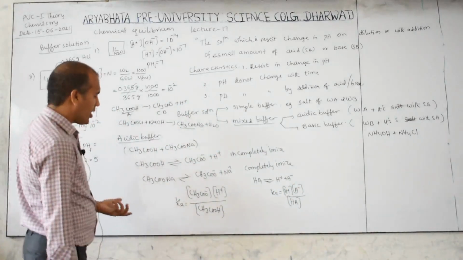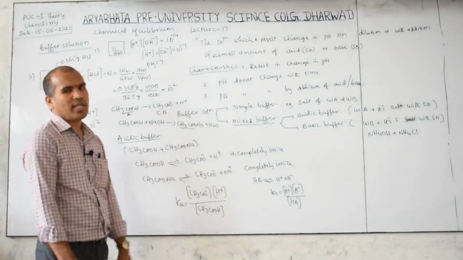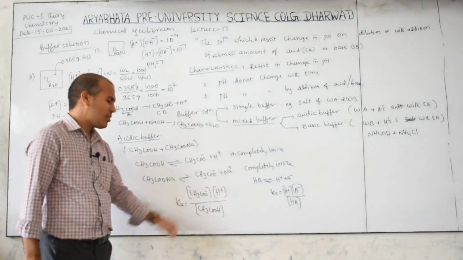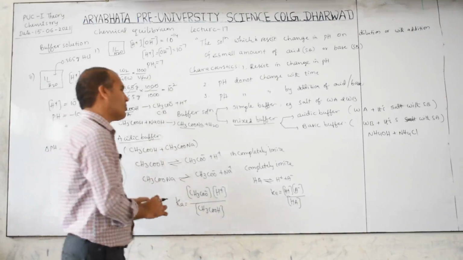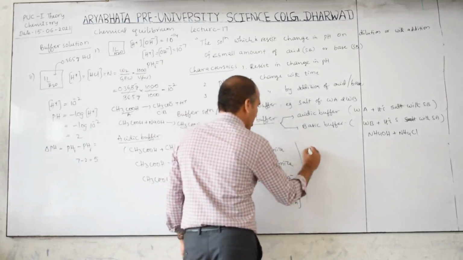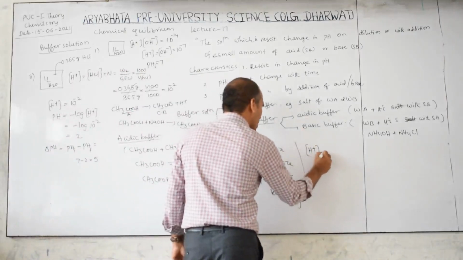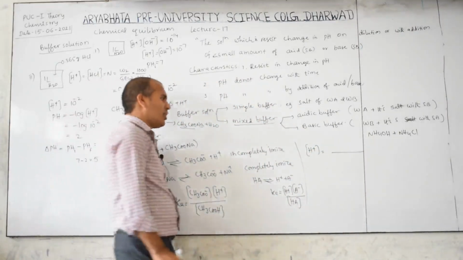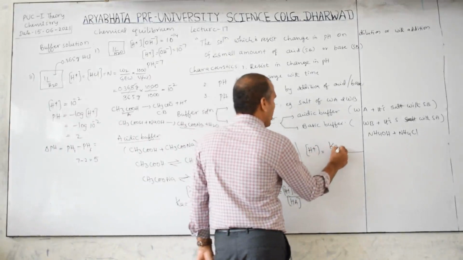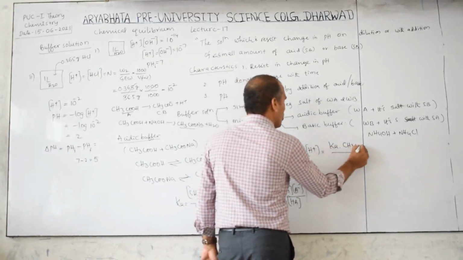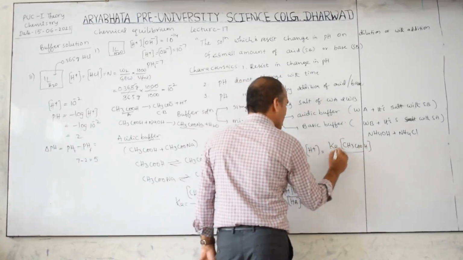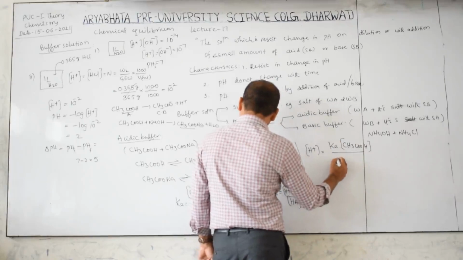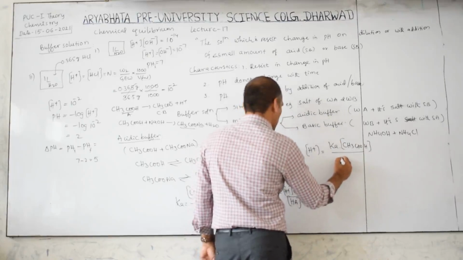Now to calculate the pH, what is required? H plus ion concentration is required. Therefore here H plus ion is there, so you can rearrange the equation. Then H plus ion concentration is equal to, from this equation, this multiplied, this divided. Therefore Ka into CH3COOH concentration, and the denominator is what do you call?